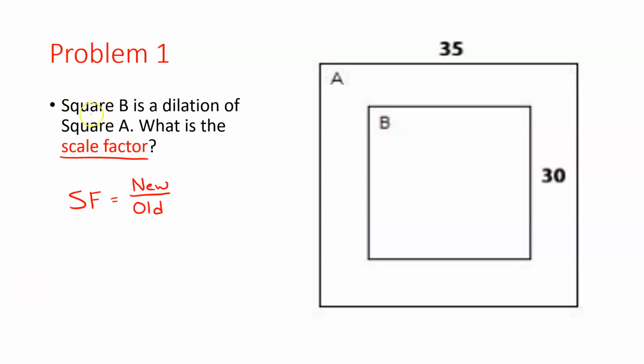So it says square B is a dilation. Okay, so that is the dilated image. So square B, the one that I see here on the inside, is going to be the new one. And of course, square A, the bigger one here on the outside, that is the old. So now that I know which one's the new one and which one's the old one, we can go through and actually find our scale factor.